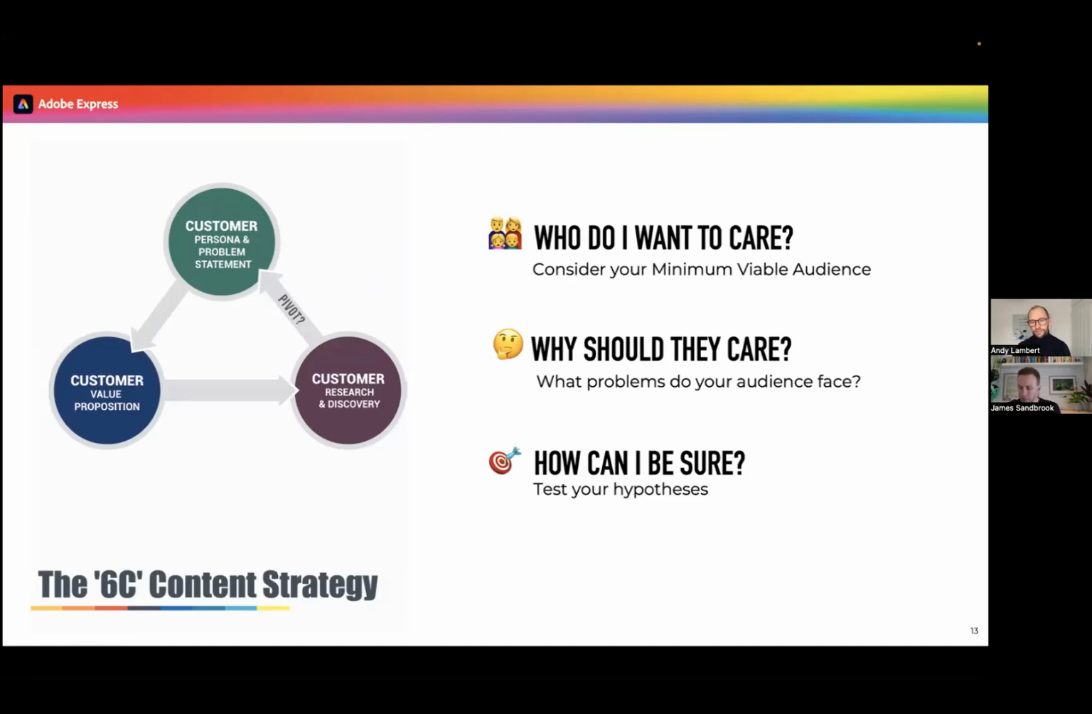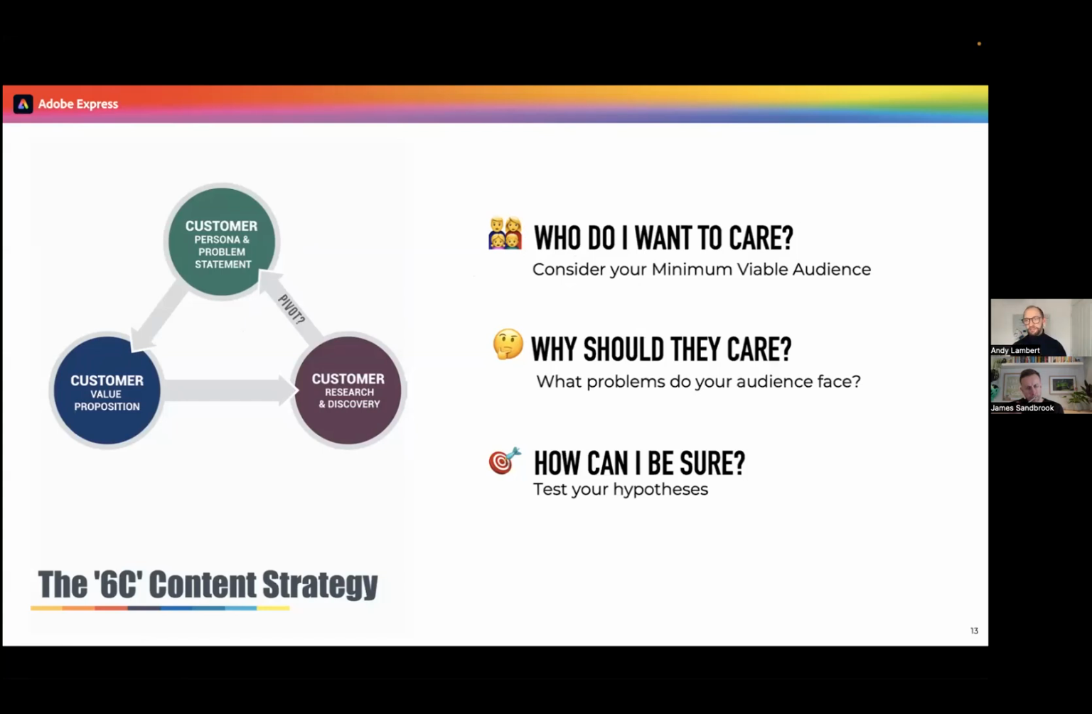What are the challenges they face? Which is why should they care? So these 3 circles can easily be answered by these 3 simple questions, but kind of complex at the same time. So who do I want to care? Why should they care? What do we hypothesize are the problems that our audience faces?